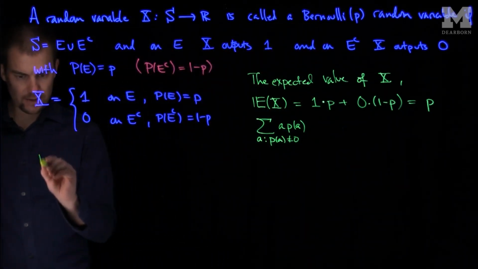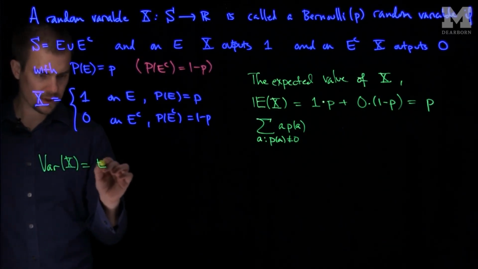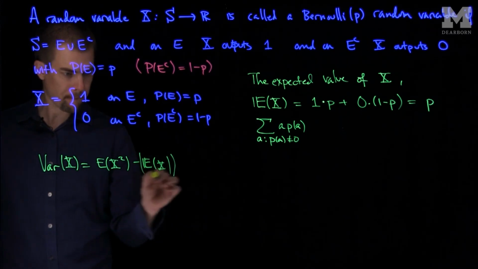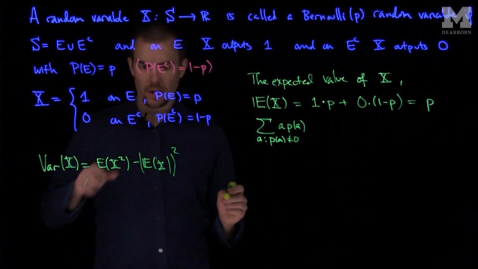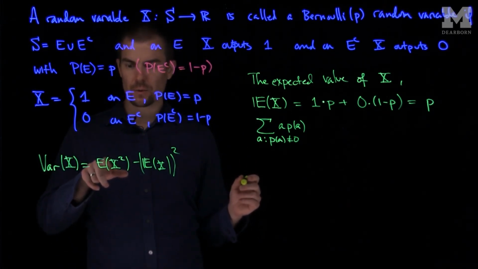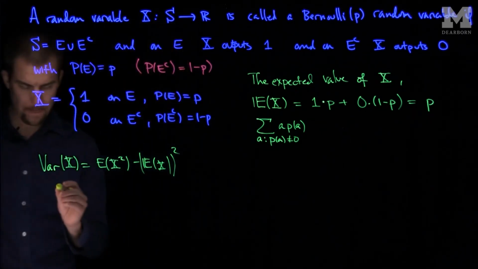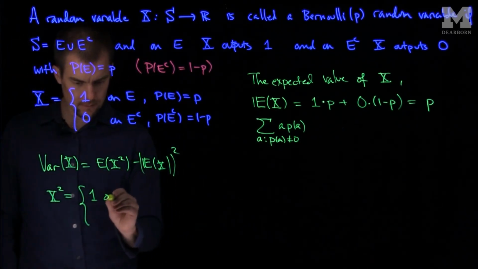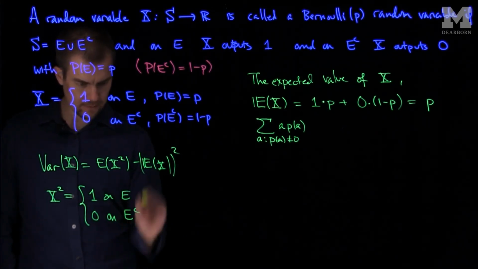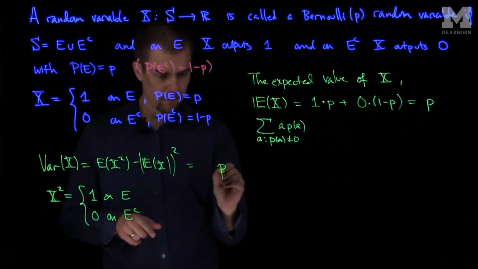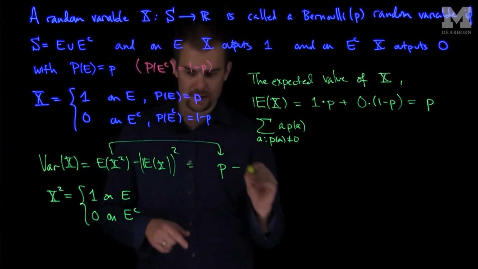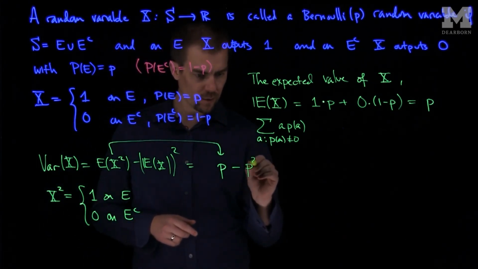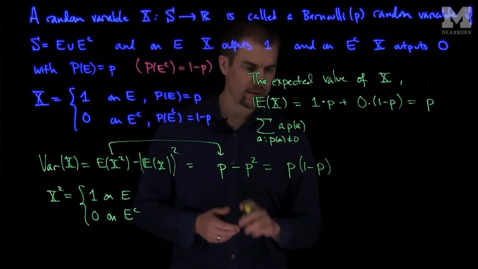So if we look at the variance of X, the variance of X is of course the expected value of X squared minus the expected value of X quantity squared. What we'll have here is the expected value of X squared. Well, what's X squared? X squared will be 1 on the set E and 0 on E complement. And so we'll have a P for the expected value of X squared, minus the expected value of X quantity squared, which is going to be P squared. So we can factor a P out and have P times 1 minus P as our variance.